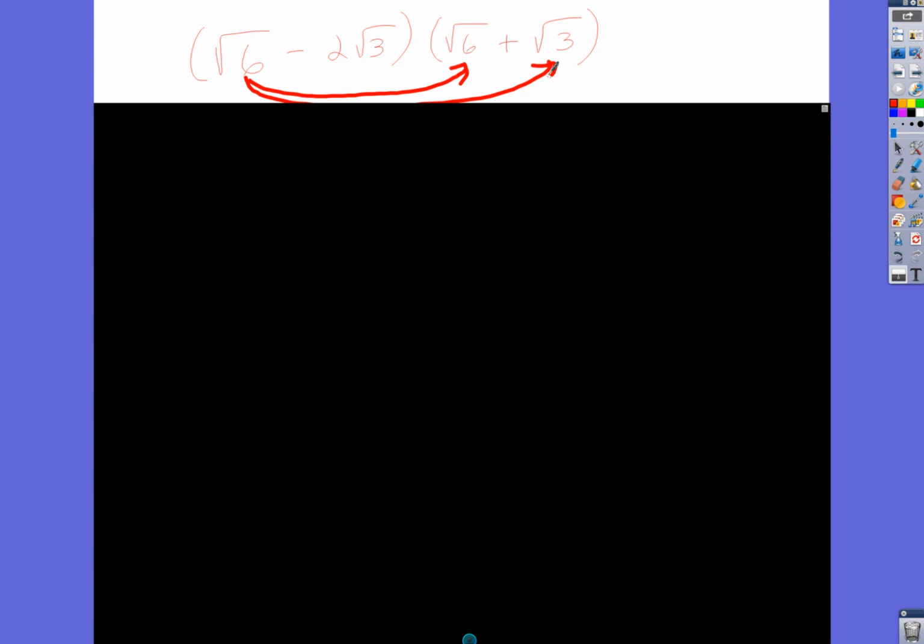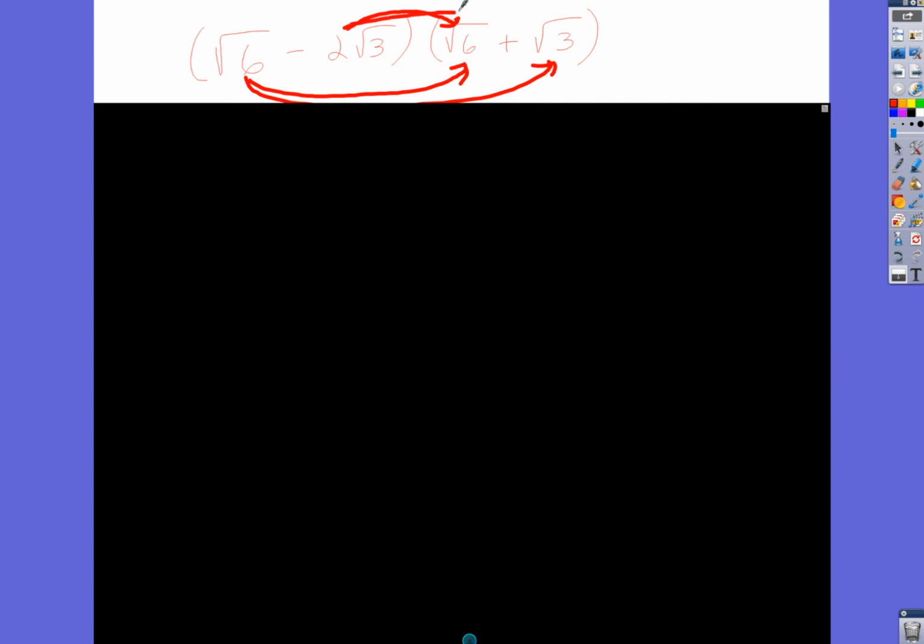How about square root of 6 times square root of 3? Square root of 18 sounds good. How about negative 2 square root of 3 times square root of 6? Okay, on the front you're going to keep the negative 2. Then? Square root of 18 sounds good.